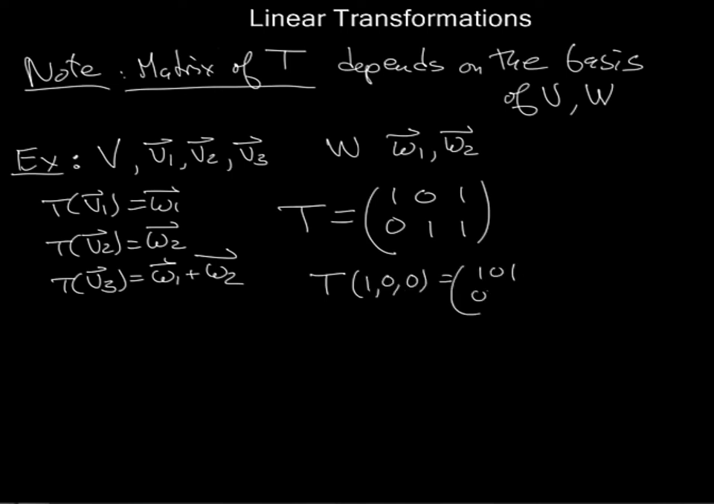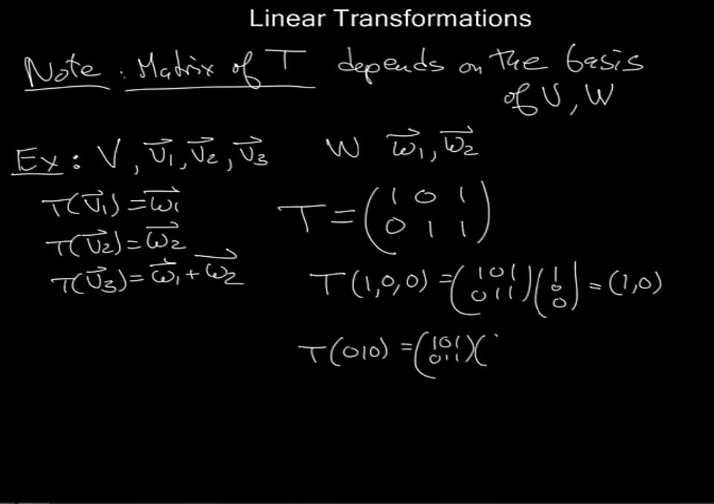That is to say, T of (1, 0, 0) is (1, 0). And T of (0, 1, 0) is (0, 1). And finally, T of (0, 0, 1) is (1, 1). So that's just the three defining relations of T that I gave there in matrix form.